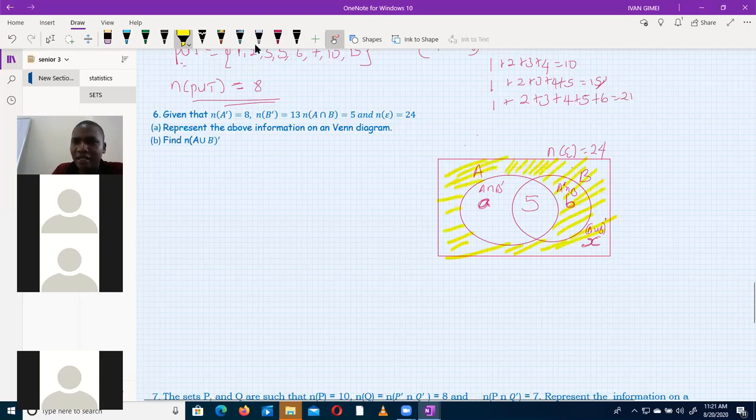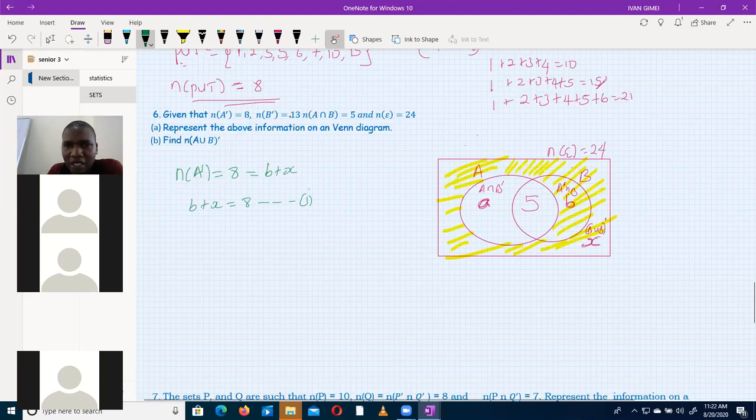And they're saying the number of elements in A complement is 8. So what constitutes that set? How many are in that set? We have B. B is in that region, A complement, and X is in that region, A complement. So that means that 8 will be the same as B plus X. So our first equation will be B plus X is equals to 8. We can't do anything about this. We can call it equation 1.